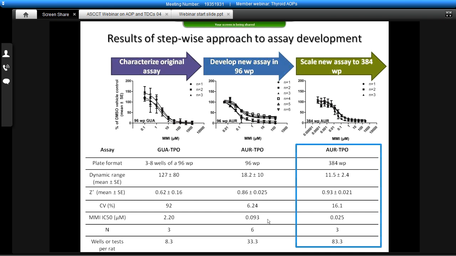From 12.5 micrograms of protein, I reduced this to 5 micrograms of protein per reaction in the 384-well format. So we have a 90% reduction in animal tissue use from the guaiacol 96-well format assay to the 384-well format assay of the Amplex Ultra Red TPO assay. And this is reflected here in the final bar in this table, where you can see previously we could get about 8 endpoints per rat. Now we can obtain about 83 data points per rat.